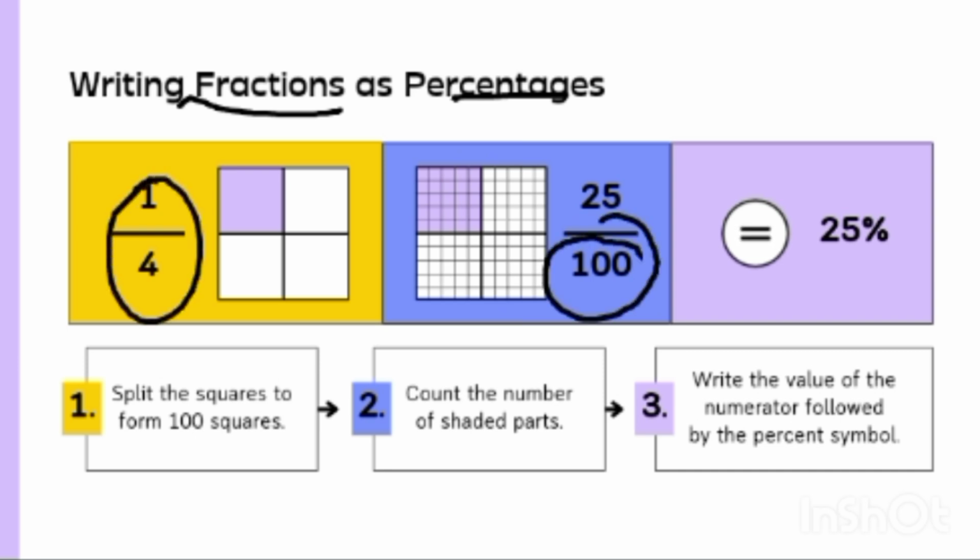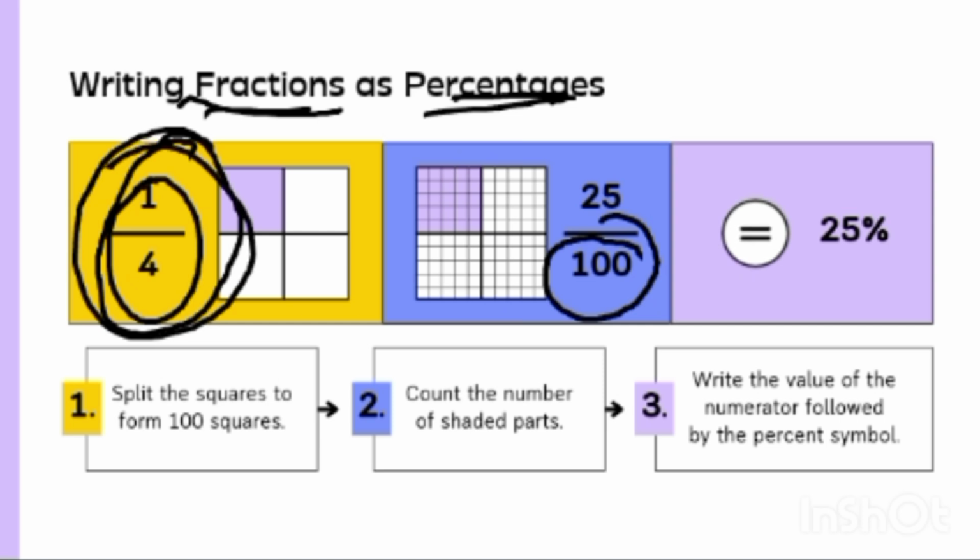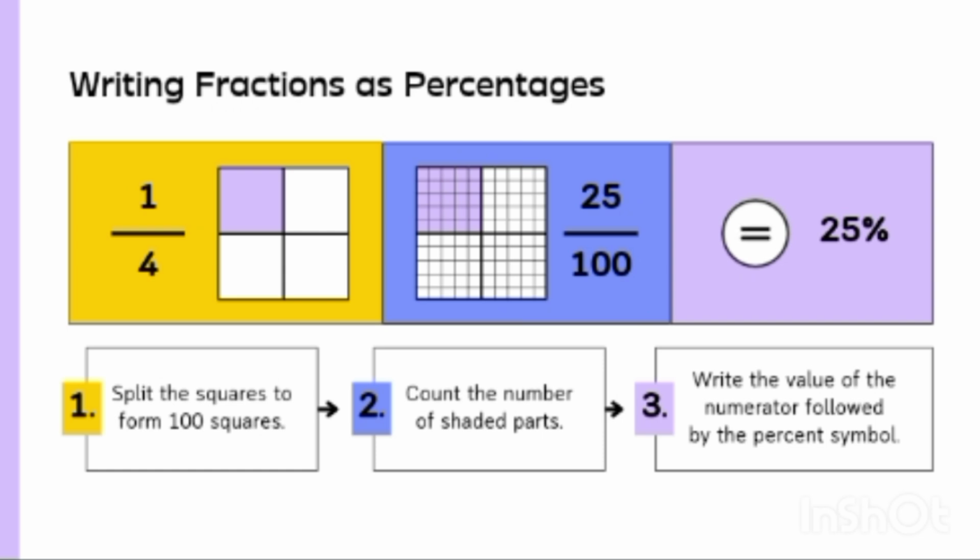If you're converting a fraction to a percentage, you need to find the equivalent of that fraction, but the denominator of the equivalent fraction should be 100. So the example they give you is to split the squares to form 100 squares.